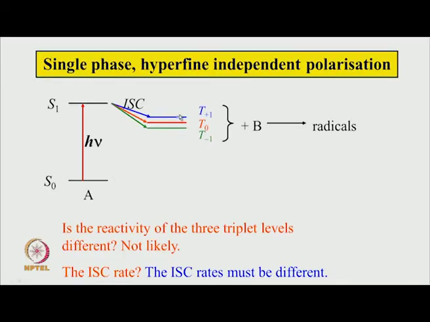So, is it likely that the reactivity of the 3 triplets is different? That is not very likely. Why should the reactivity depend on whether it is T1 or T0 or T minus 1? So, that is not a very likely reason. Then how about the intersystem crossing rate? If the rates are different, that could explain this behavior, that maybe all 3 levels are not equally populated. So, we hypothesize that maybe the ISC rates are different for different triplet levels.